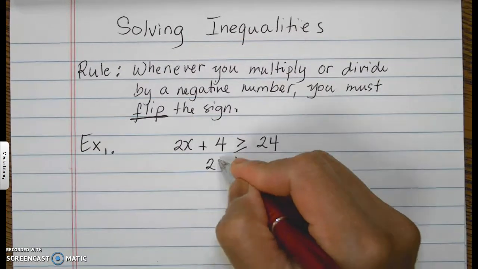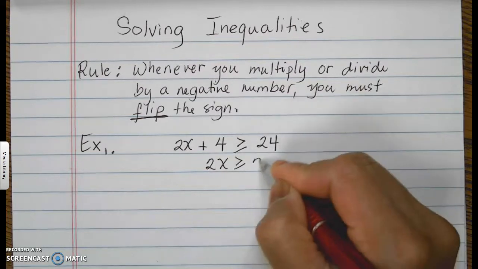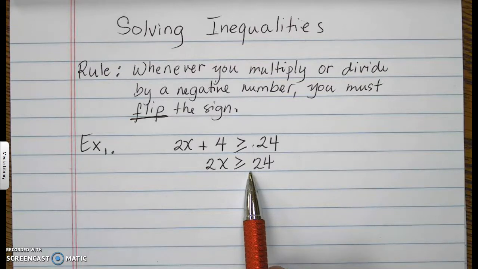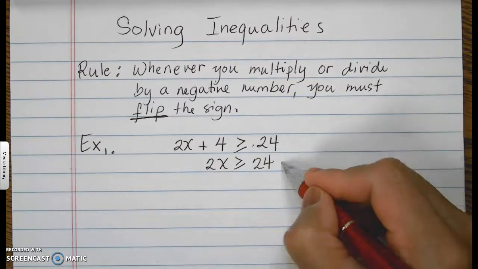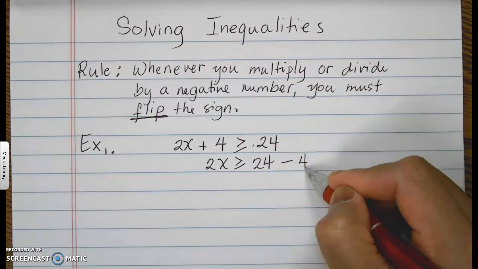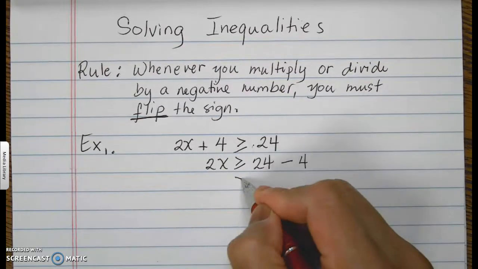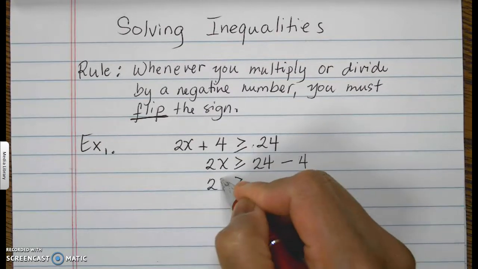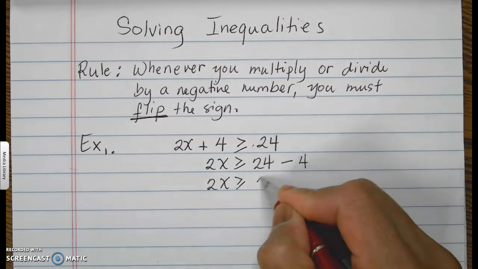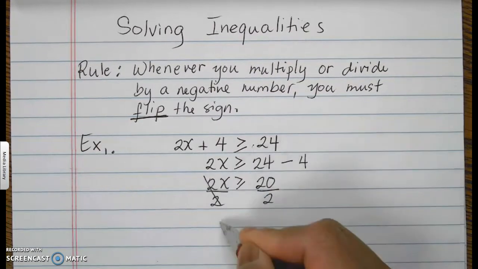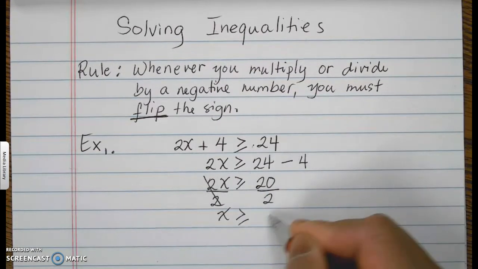Therefore, what is left on this side is 2x. This will be 24. The sign stays the same because you did not move it. This, however, will change to its opposite sign, which is a negative 4, because you have moved it to the other side. Therefore, this would look like: divide by 2, divide by 2. Your x is greater than or equal to 10.